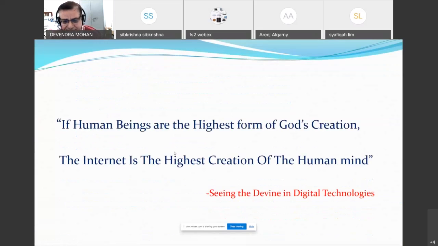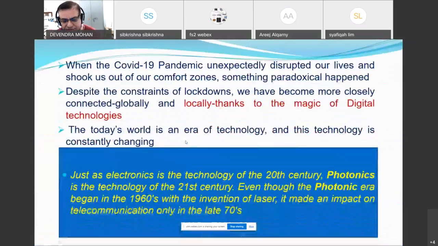If human beings are the highest form of God's creation, the internet is the highest creation of the human mind. This is from seeing the divine in digital technologies. We all worship various objects, but we are basically not worshipping the objects, but the divinity immanent in these things. So the internet has been one of the most important digital technologies of this era.